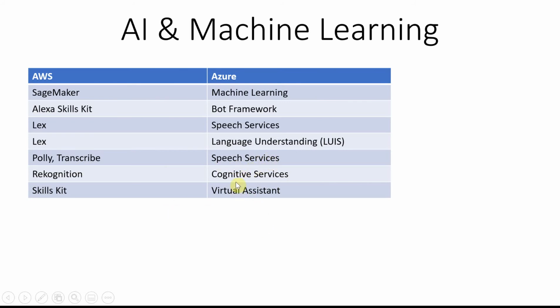And then cognitive services, here it is Rekognition. I think there are a lot of tools. Primarily it detects visually; you train it in such a way that it can detect whether you showed an apple or an orange or whatever. So that's about seeing it and then identifying it into a category. And then the virtual assistant, and here it is Skills Kit.